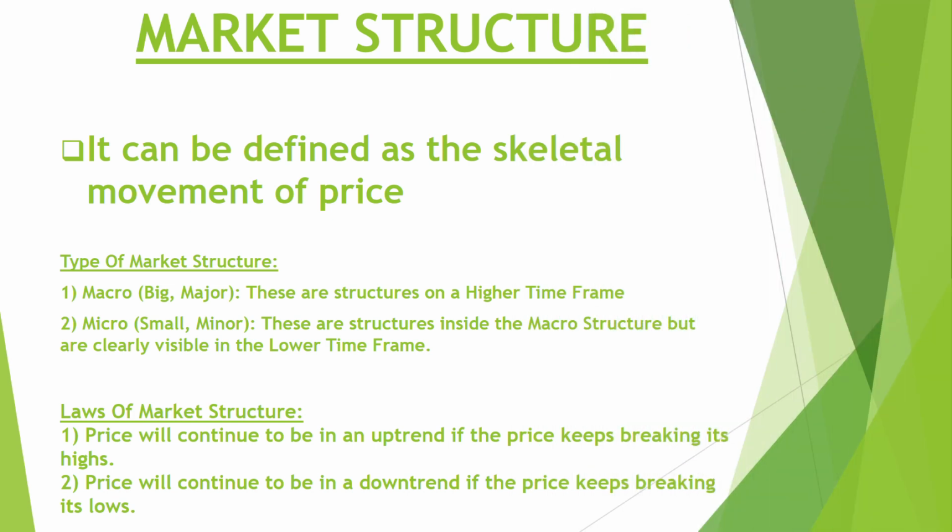Market structure. Market structure can be defined as the skeletal movement of price. Types of market structure. We have two types of market structure: the macro structure and the micro structure. The macro structure, which is also known as the big structure or the major structure, is structured on the higher time frame based on your personality as a trader.